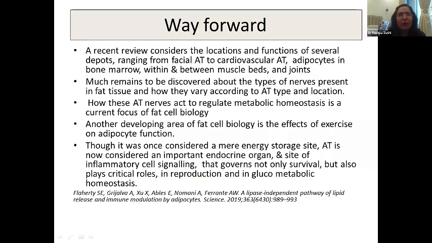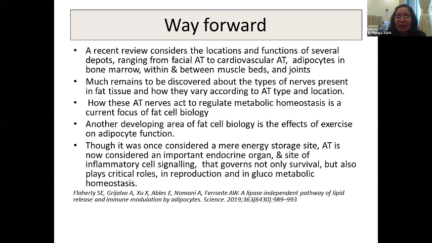So what is the way forward now? A recent review that considers the locations and functions of several depots, ranging from facial adipose tissue to cardiovascular adipose tissue, adipocytes in the bone marrow, and within and between the muscle beds and joints, which have still to be studied. Much remains to be discovered about the types of nerves present in the fat tissue, which has not been so much touched upon till now, and how they vary according to the adipose tissue type and location. How these adipose tissue nerves act to regulate metabolic homeostasis is a current focus of fat cell biology.